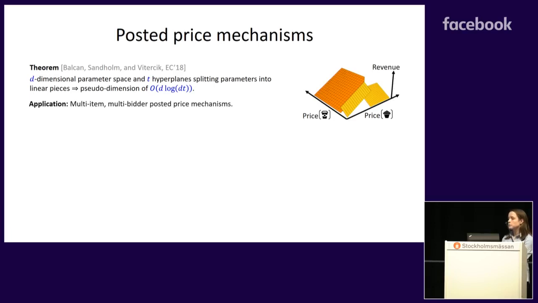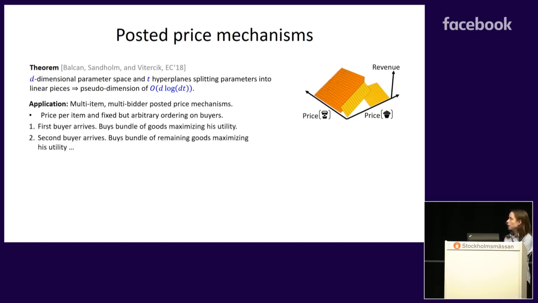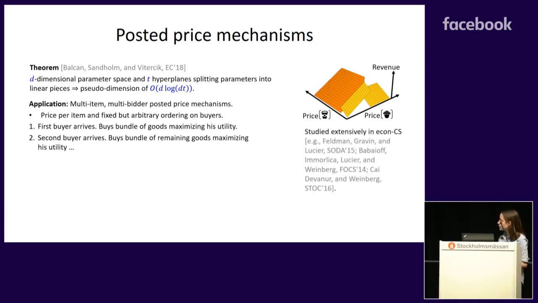So these are multi-item and multi-buyer. We're going to set a price per item, and we're going to assume there's some fixed but arbitrary ordering over the buyers. The first buyer is going to arrive and buy the bundle of goods that maximizes his utility. And again, utility is their value for the bundle minus the price. Then the second buyer is going to arrive, buy the bundle of remaining goods that maximizes their utility, and so on. And posted price mechanisms have been studied extensively in the econ CS community.